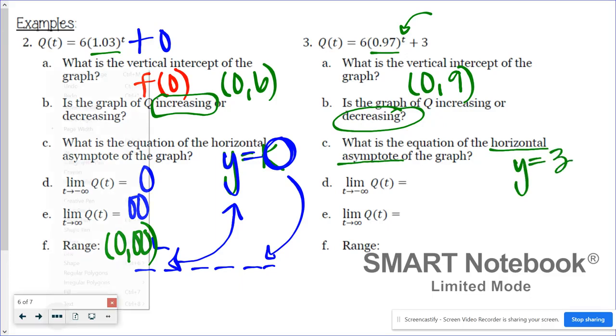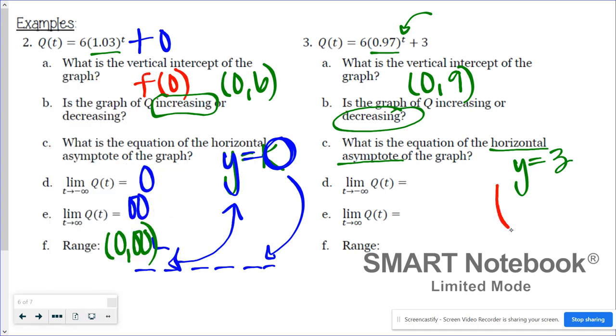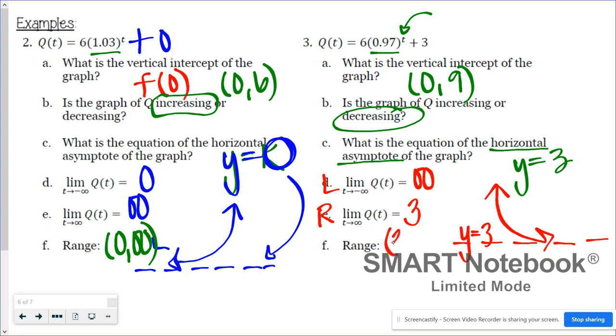For the rest of this problem, I can create a rough sketch of this function because it's decreasing. And I know that my horizontal asymptote is the line y equals 3. Now I can see that on the left end of my function, it's going up forever to infinity. On the right end, it's getting closer to that horizontal asymptote, 3. And for my range, I see that it goes as low as 3 and as high as infinity.